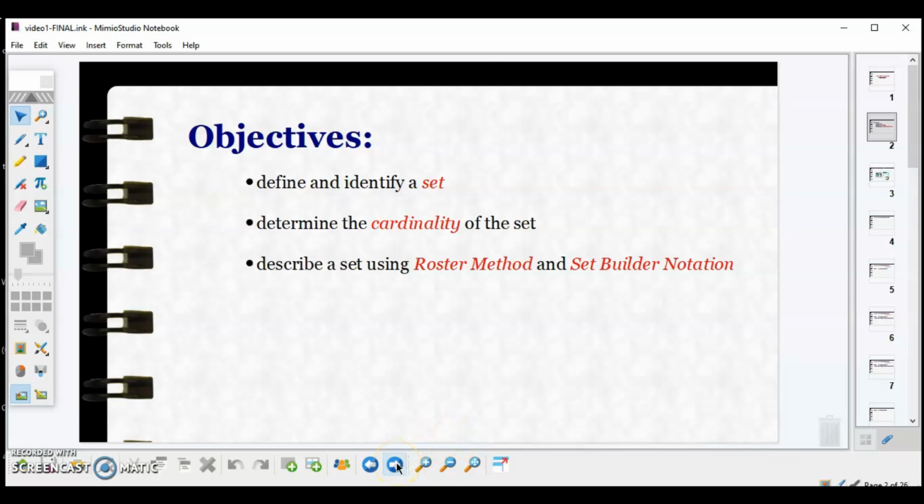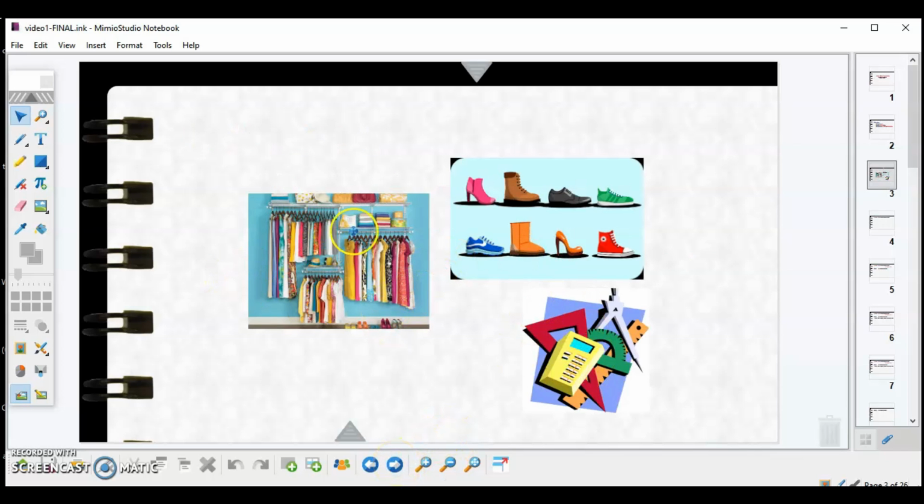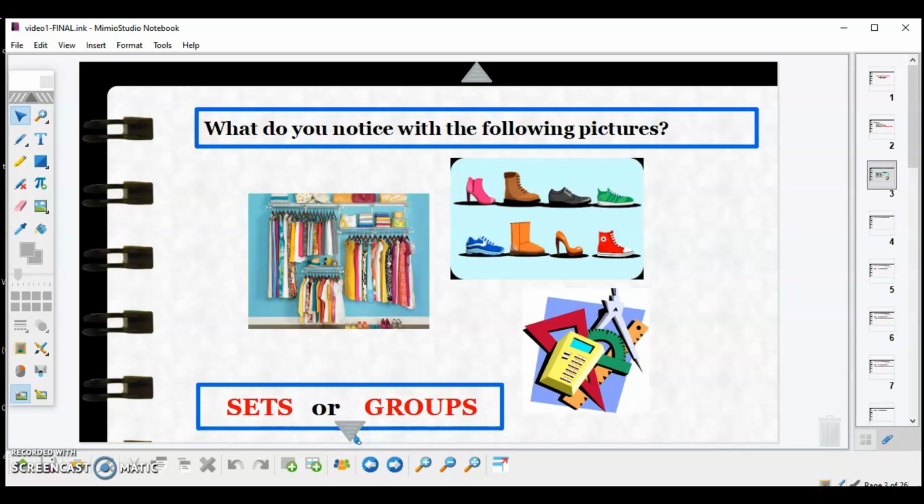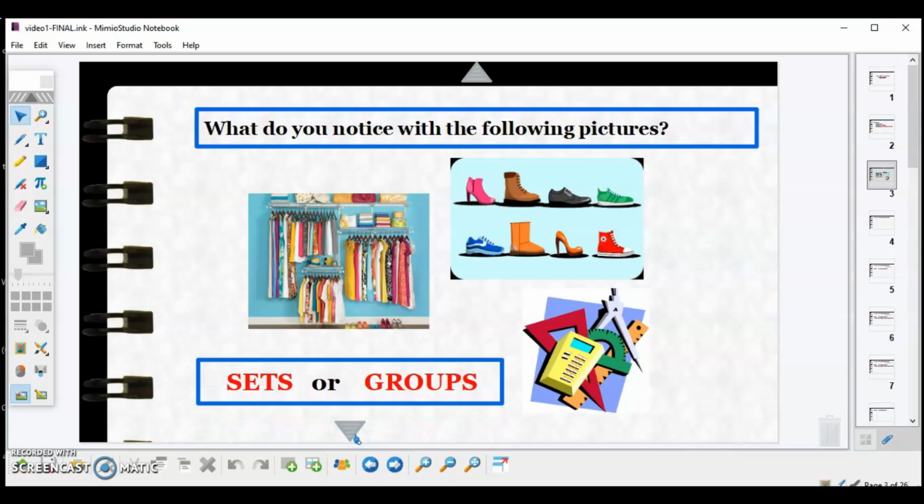So let's get started. I have here 3 pictures and I want you to look at each picture. As you can see, the one at the left side is a collection of clothes. The one at the upper right is a collection of shoes, while the one at the bottom right are things that we use in math class. Can you say now what you notice with the following pictures? You're right. They are all sets or groups.